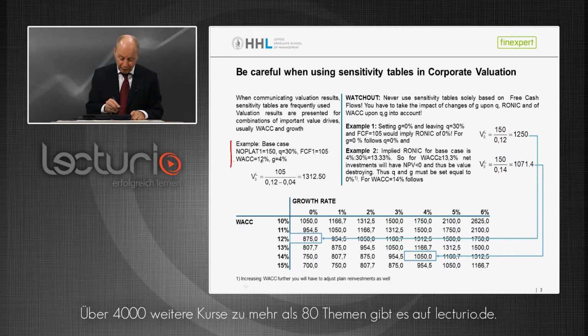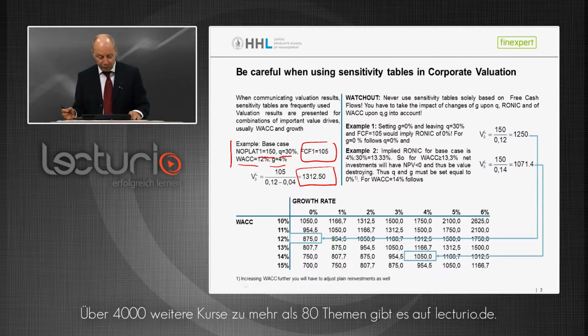So our example starts: the first year's NOPLAT is 150,000. We have a retention rate of 30%. That means 45 is retained and 105 is cashed out as free cash flow to debt and equity holders. We have a WACC of 12% and we have a growth rate of 4%. That is, our base case terminal value is 1,312. So this is the value of our base case.